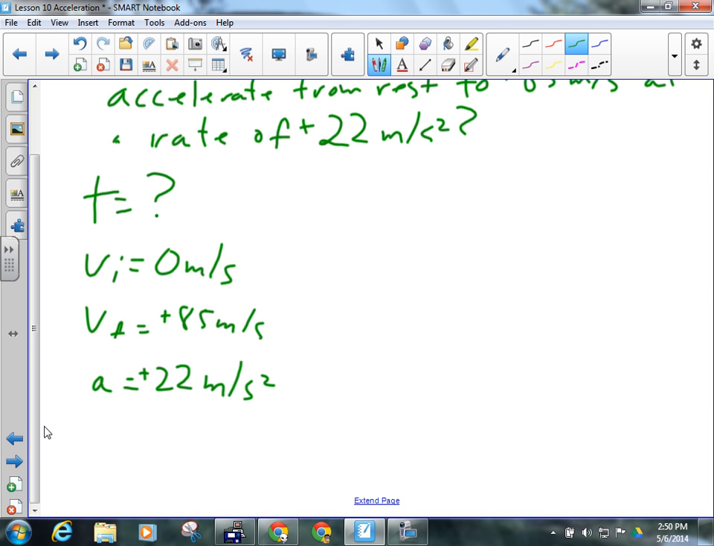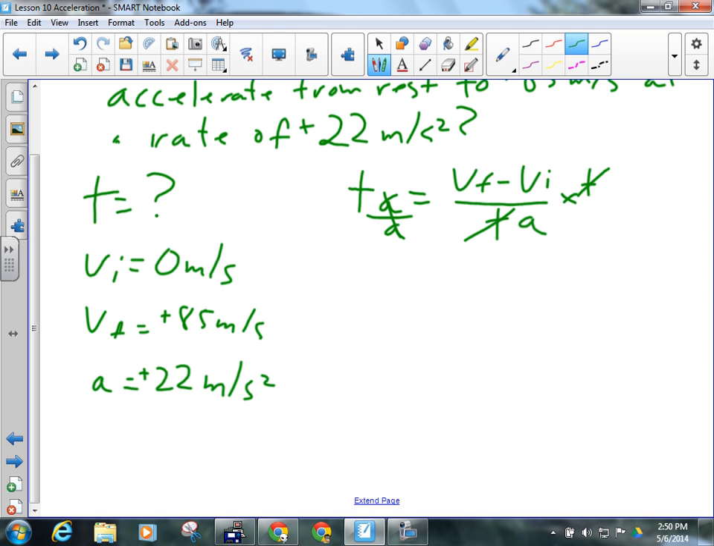All right, so we're looking for t, and I have the other 3 parts of that formula. If I look on my formula sheet, I'll find there's only one formula that has all 4 of those things in it. Now I need to manipulate for t. To do that, I multiply both sides by t, and then divide both sides by a. So there's my new formula.